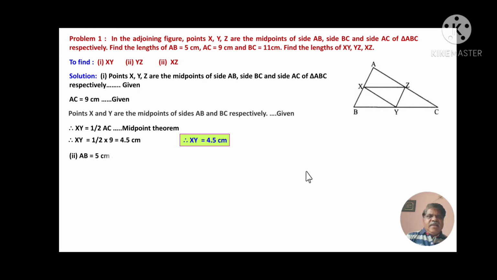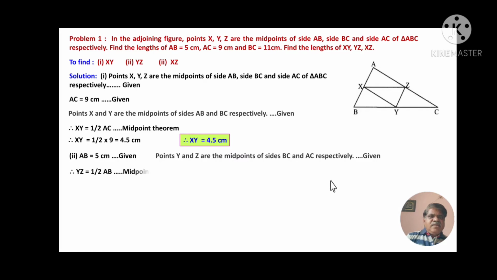Now, second, AB is equal to 5 centimeter. It is given. Points Y and Z are the midpoints of BC and AC respectively. Therefore, we can use the midpoint theorem and write YZ is equal to half of AB. But AB is given as 5. Therefore, YZ is equal to half into 5, that is 2.5 centimeter.